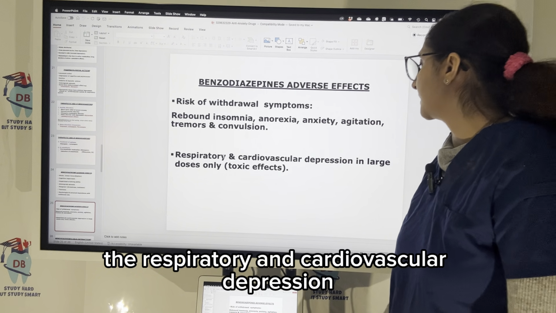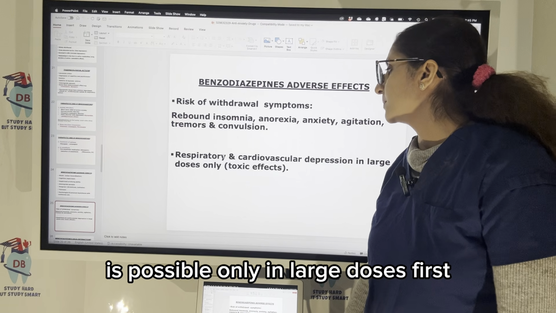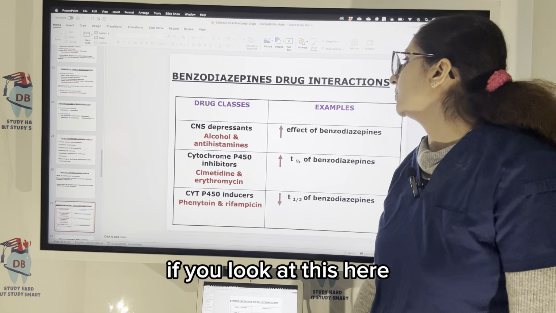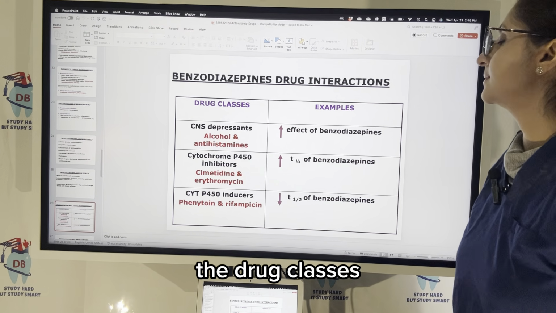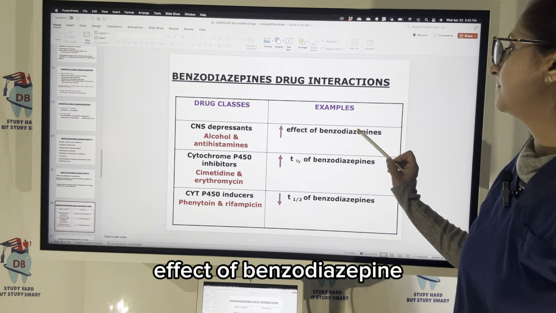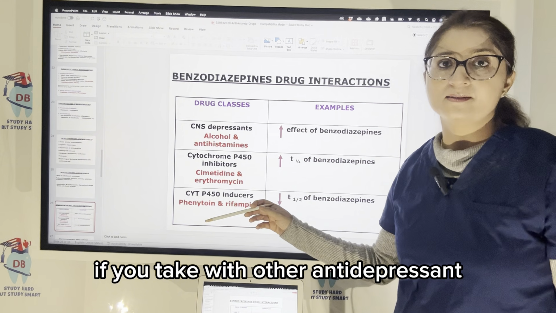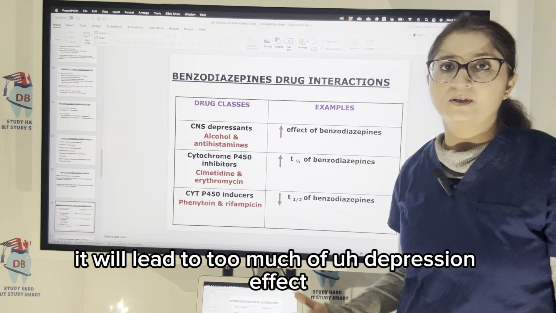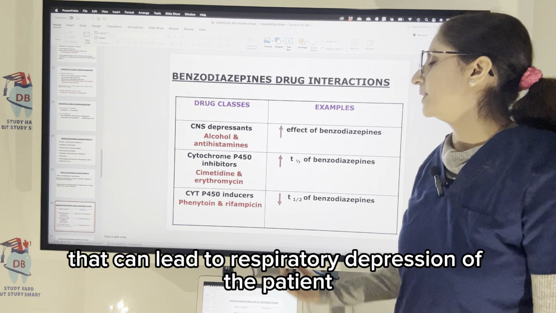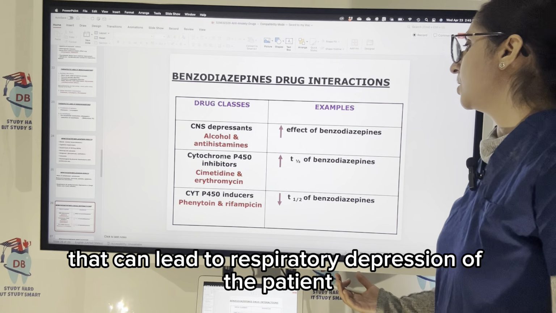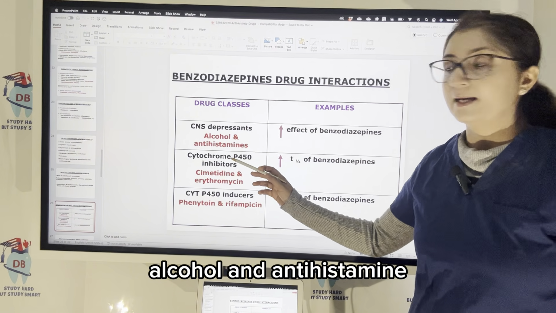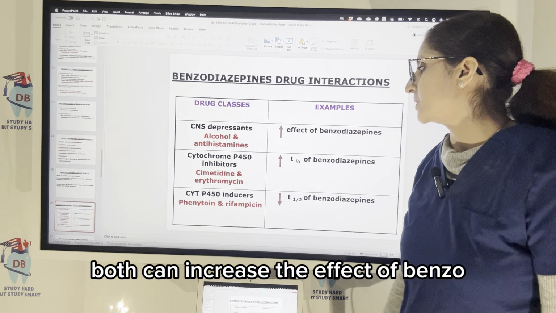The respiratory and cardiovascular depression is possible only in large doses first. If you look at this here, the drug classes, effect of benzodiazepine, because benzodiazepine itself is a CNS depressant. If you take it with other antidepressants, it will lead to too much depressant effect that can lead to respiratory depression of the patient. Also, alcohol and antihistamine both can increase the effect of benzo.